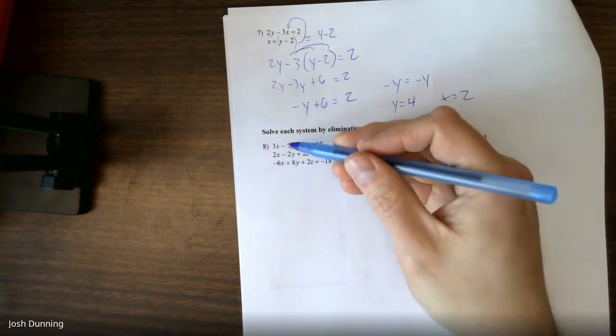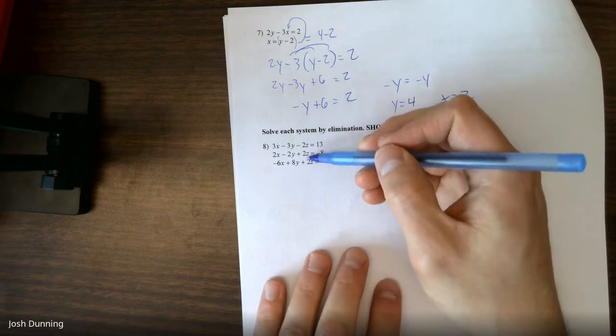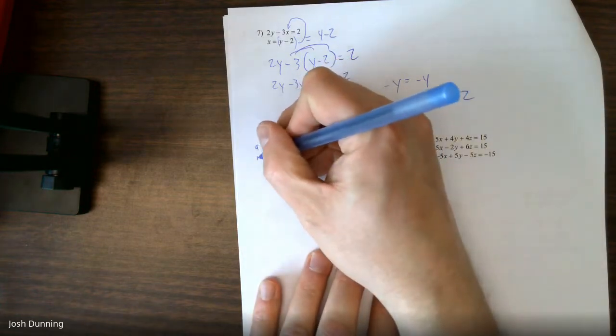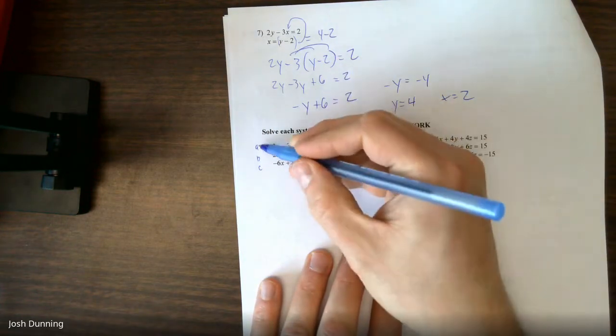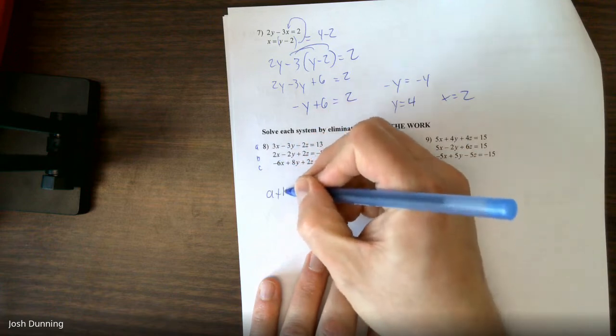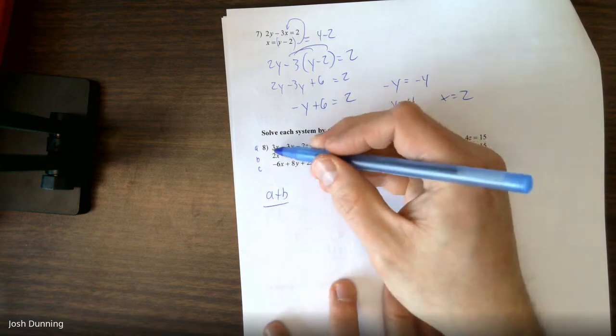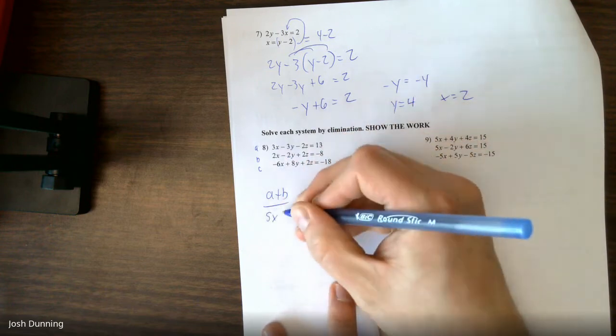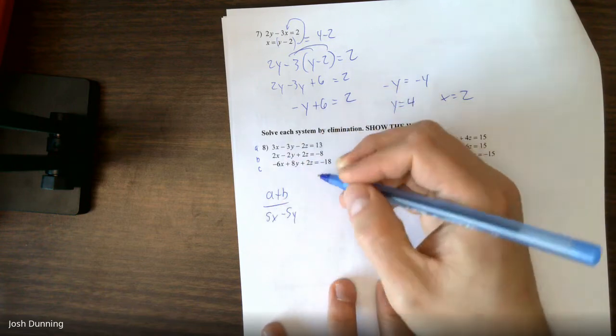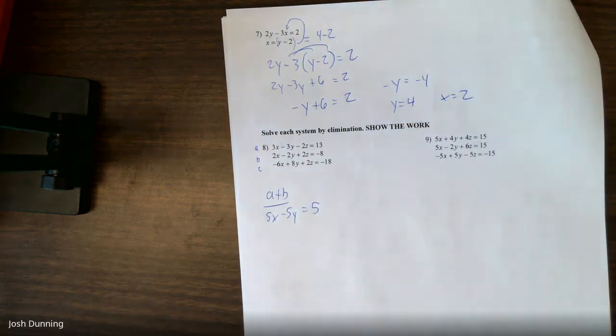X's, no matching numbers, same for the Y's. Oh, hey, look, the Z's. The Z's will be easiest to cancel out. I'll add the first and the second one, A and B. Don't forget to label these either. So we get 5x minus 5y, Z's cancel, equals 5.